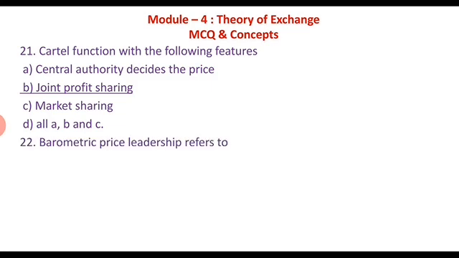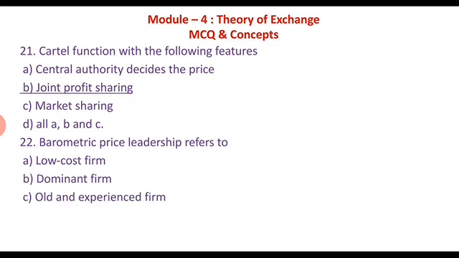22nd question. Barometric price leadership refers to A. Low cost firm. B. Dominant firm. C. Old and experienced firm. D. None of the above. Answer is old and experienced firm.